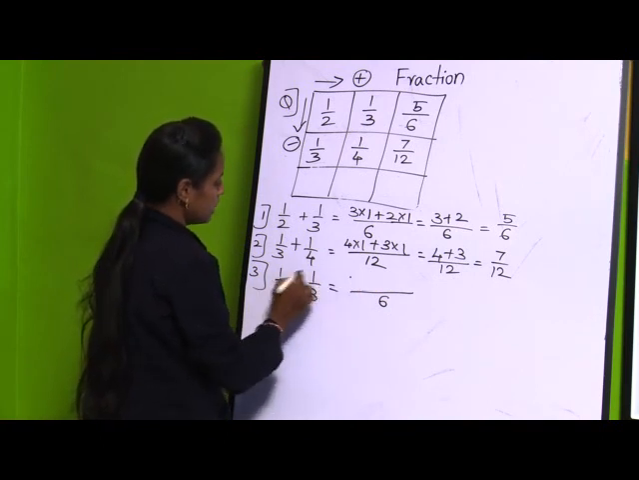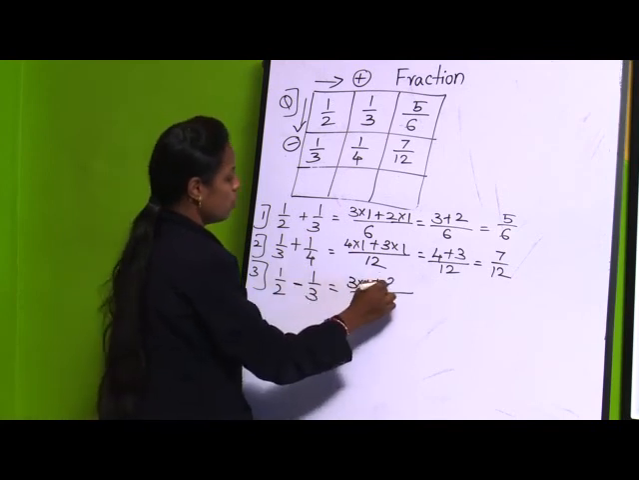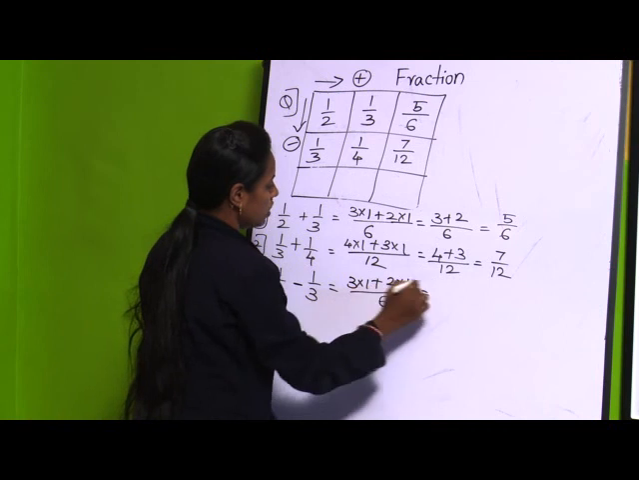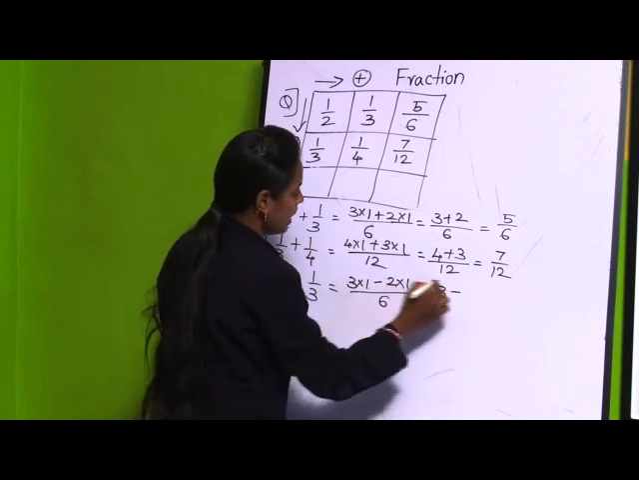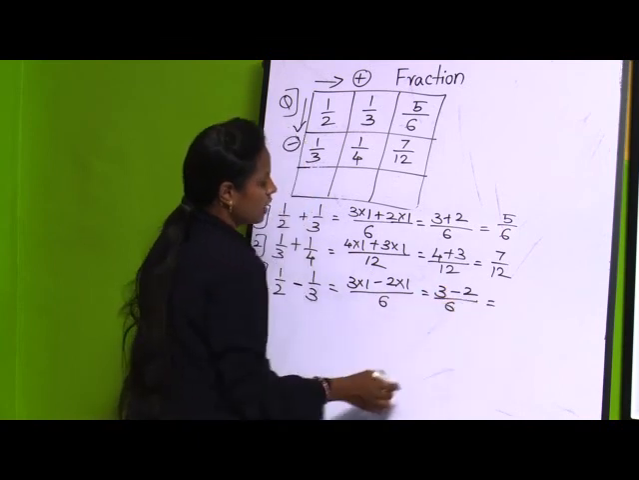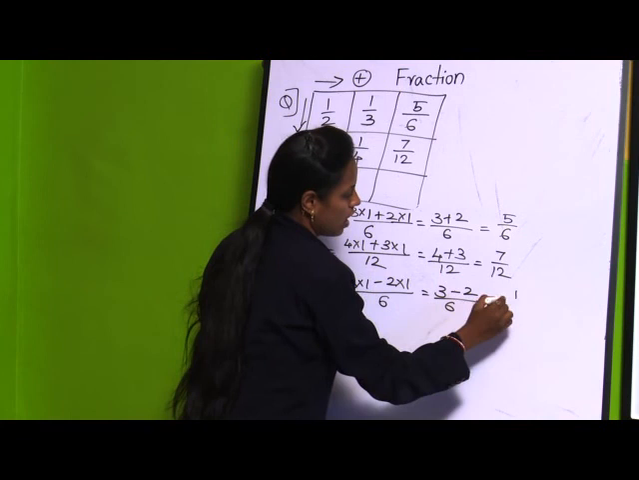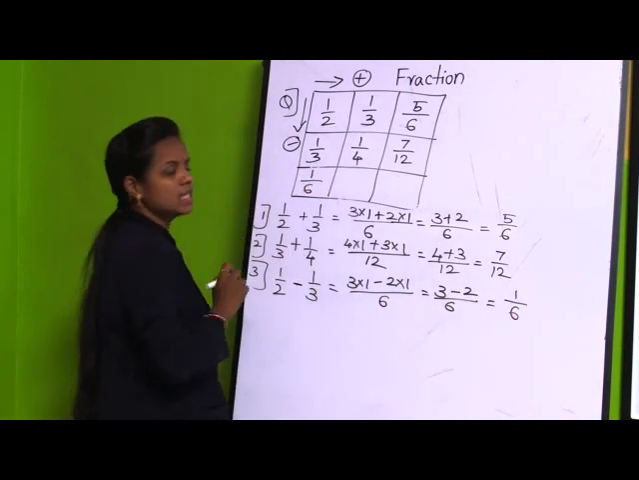So cross multiplication, 3 into 1 plus 2 into 1. So 3 ones are 3, we have subtraction here, 3 ones are 3 minus 2 ones are 2 upon 6. So 3 minus 2 is 1 upon 6. So in this box we have 1 upon 6.